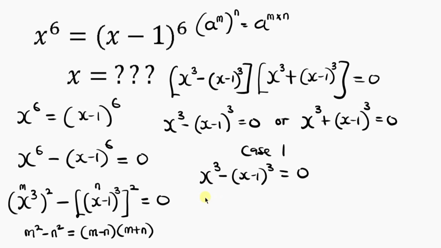This is like writing m to the power 3 minus n to the power 3, which is the difference of 2 cubes. And how do we express the difference of 2 cubes? This can be expressed as, open a bracket and write m minus n. Then in another bracket, we write m squared plus n squared plus mn. That's it. So this is how to express the difference of 2 cubes. Let's continue.